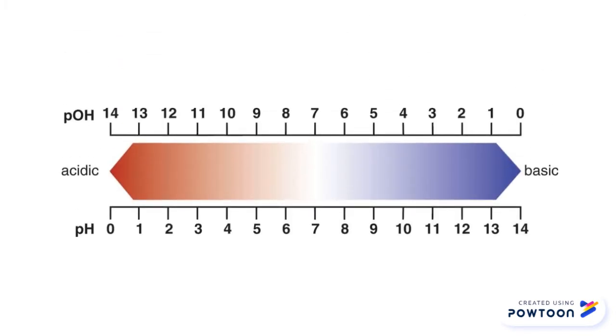This is what the pH and pOH scale looks like. Something that is very basic has a high pH and a very low pOH. Something that is very acidic has a very low pH and a high pOH. Things that are generally neutral, such as pure water, would be somewhere in the middle.